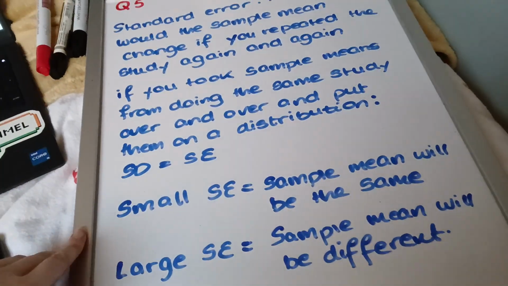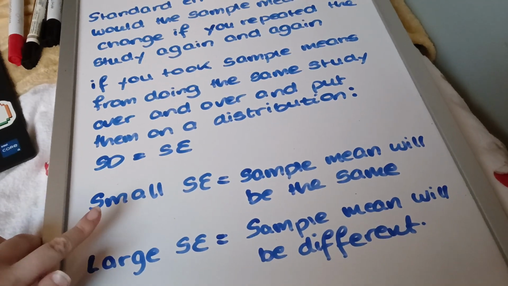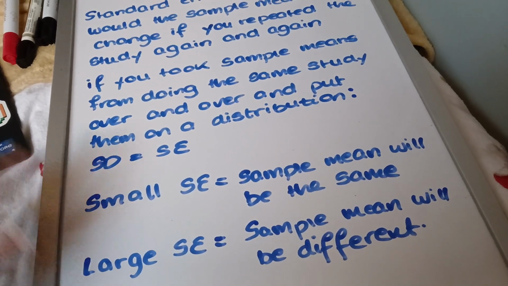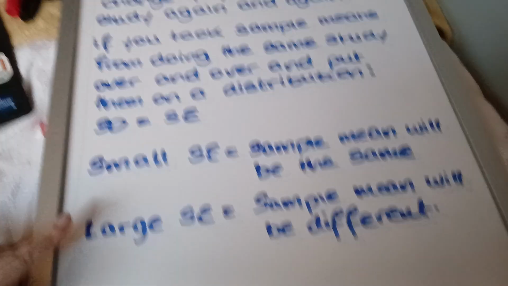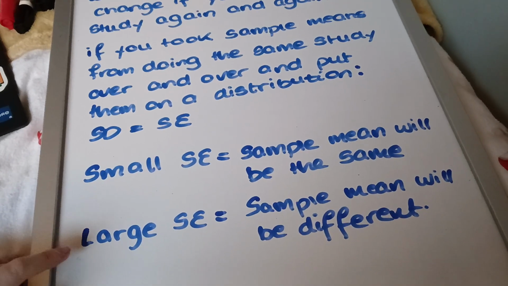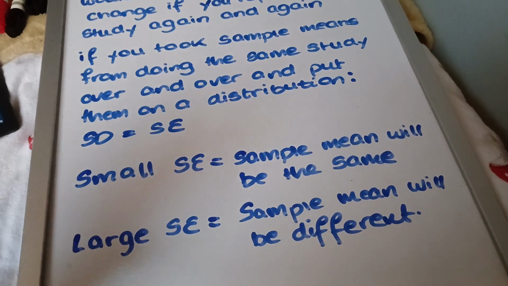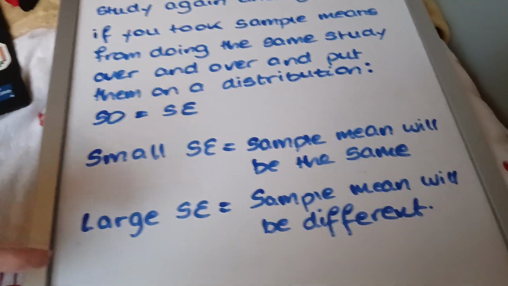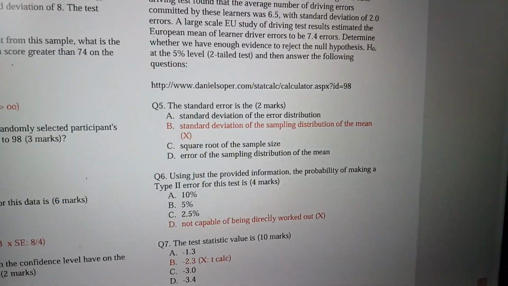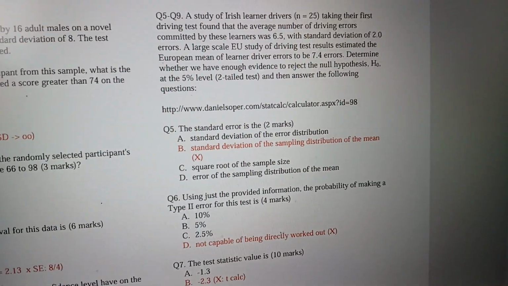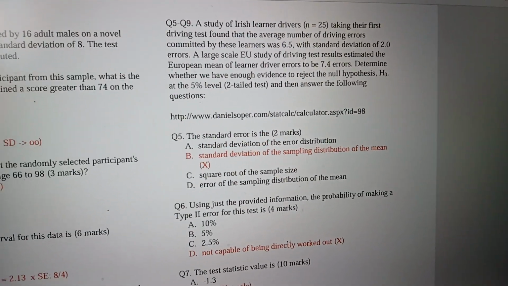If there is a small standard error, the sample mean will be almost the same every time, because the standard error is small. But if there's a large standard error, the sample mean will be different every time you do the study, because the margin of error is larger. The chances of making an error are larger. Basically, that's what that means. So the answer to question 5 is the standard deviation of the sampling distribution of the mean.